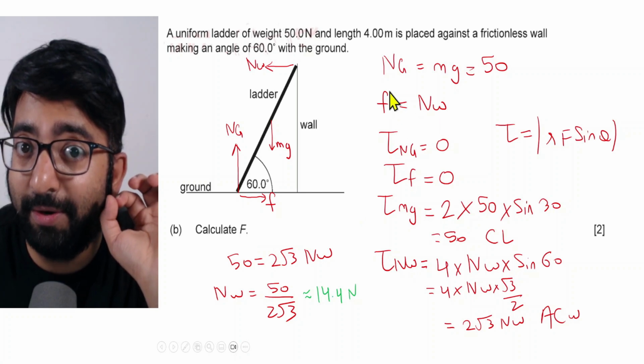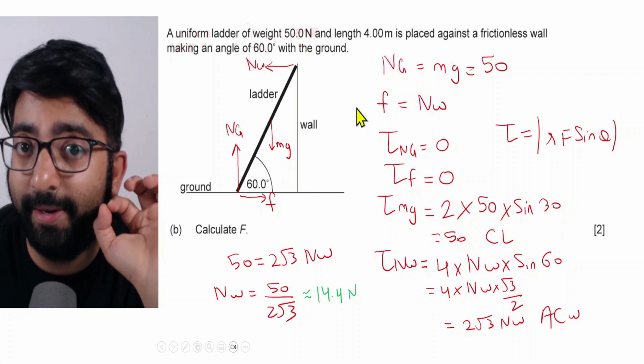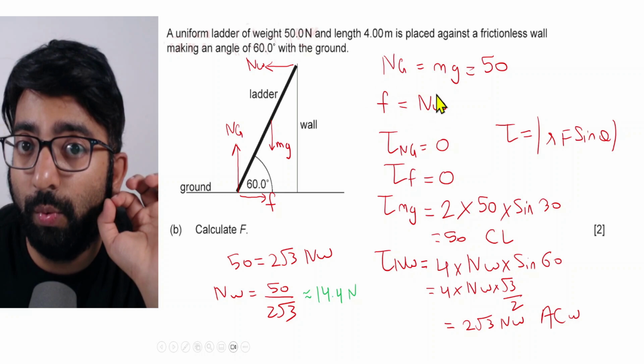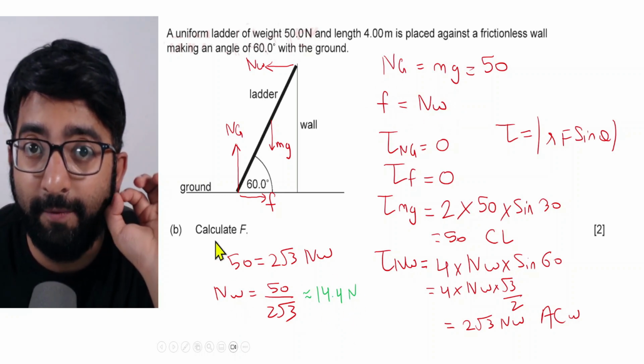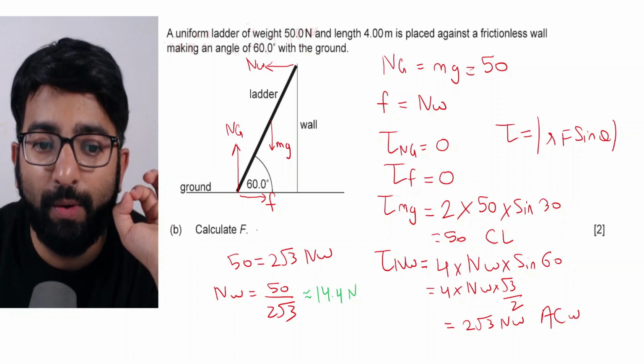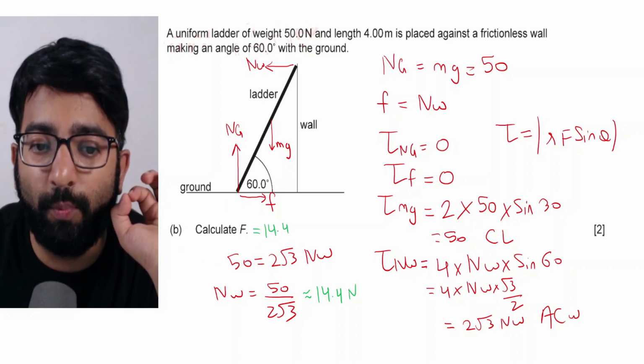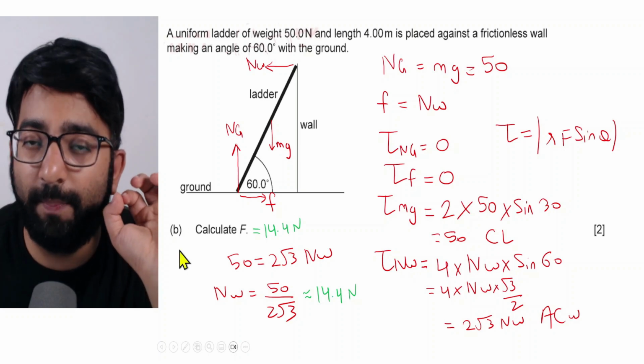For that, we use this equation, which we had found using linear equilibrium. Frictional value is equal to NW, and NW we have found as 14.4 newtons, which means the value of friction F will also be equal to 14.4 newtons, which is the answer for part B.